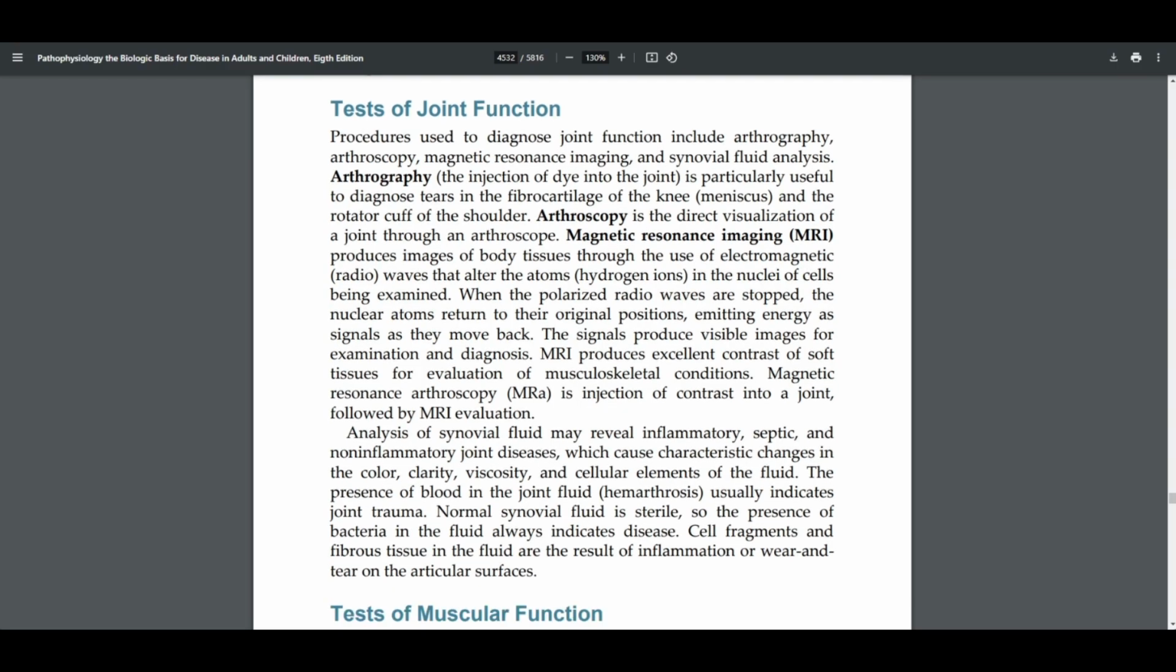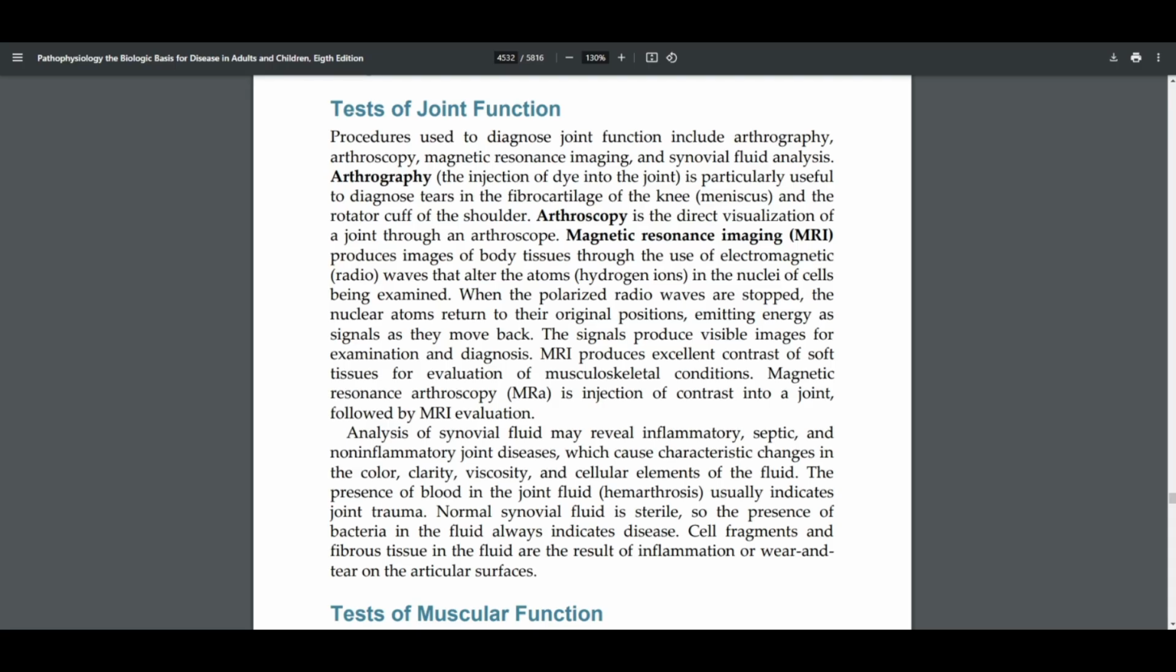So, tests of joint function. Procedures used to diagnose joint function include arthrography, arthroscopy, MRI, and synovial fluid analysis. Arthrography is particularly useful to diagnose tears in the fibrocartilage of the knee and the rotator cuff of the shoulder. Arthroscopy is the direct visualization of the joint through an arthroscope.